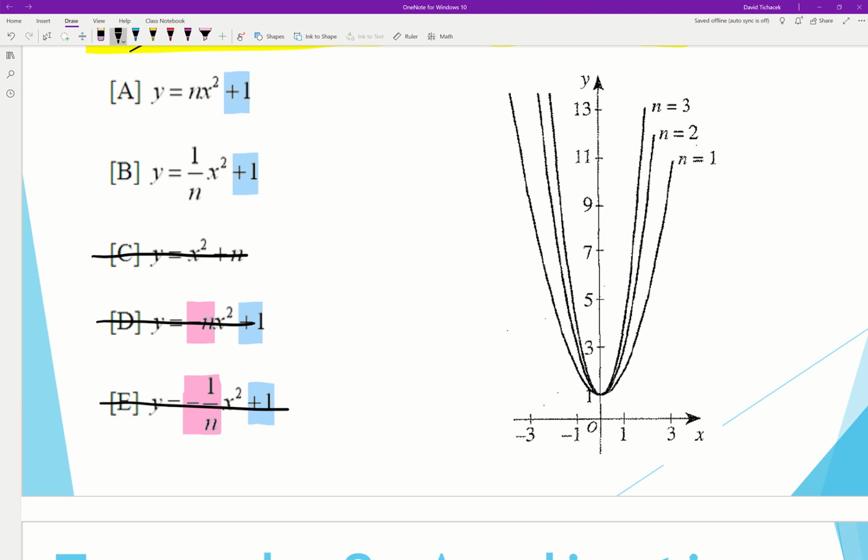Well, we said corresponding to a vertical stretch or a narrowing would be a number playing the role of A that is going to be greater than 1 if you were to take the absolute value of it. And of course, that is not going to correspond to choice B. That would be a vertical compression in choice B. So we would go ahead and have choice A there.